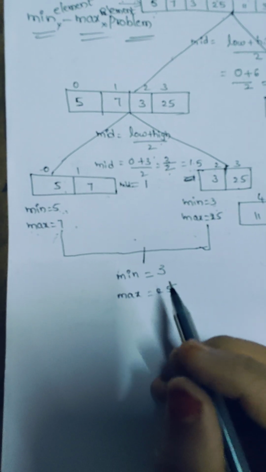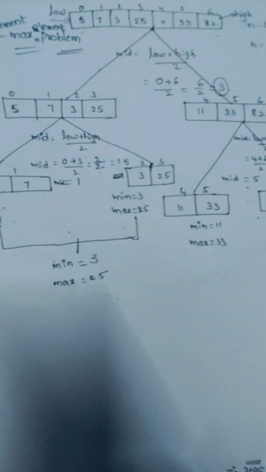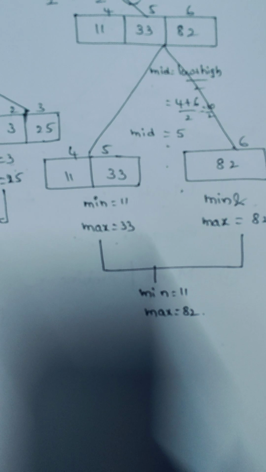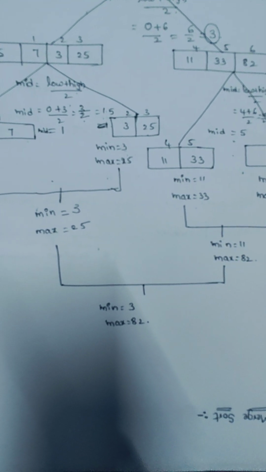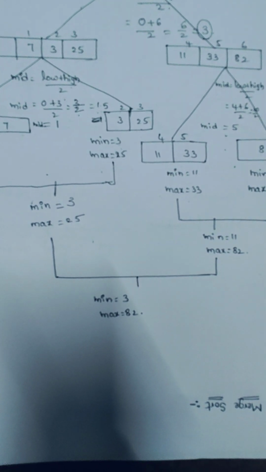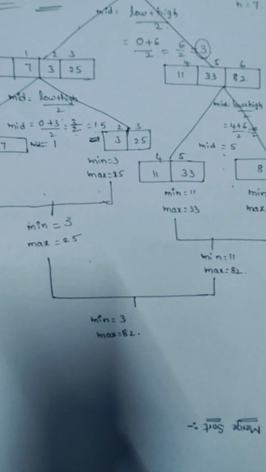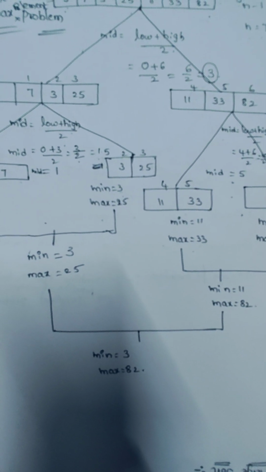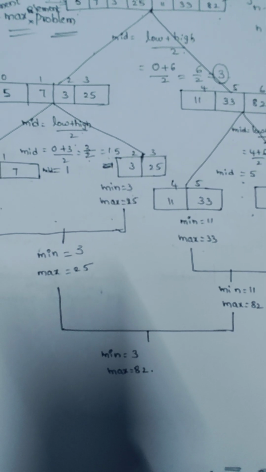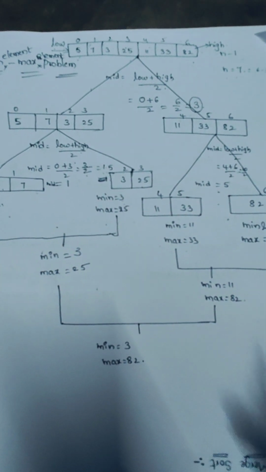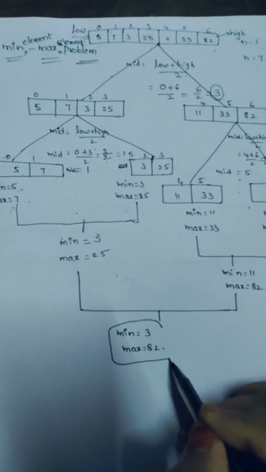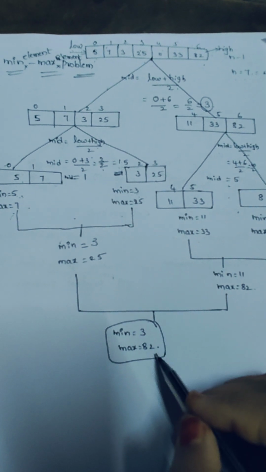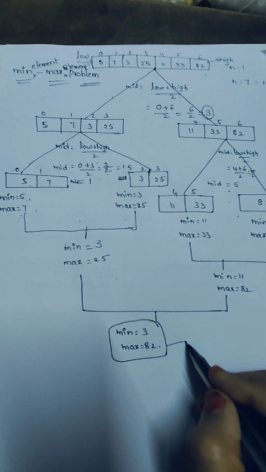Now likewise we combine the next subarray also. Here the minimum element is 11 and the maximum is 82. So finally we combine these two: the left with min equal to 3, max equal to 25, and the right with min equal to 11 and max equal to 82. Out of these two subarrays the minimum element is 3 and the maximum element is 82. So finally we get the solution as minimum element 3 and maximum element 82. This is the final solution for our given problem.